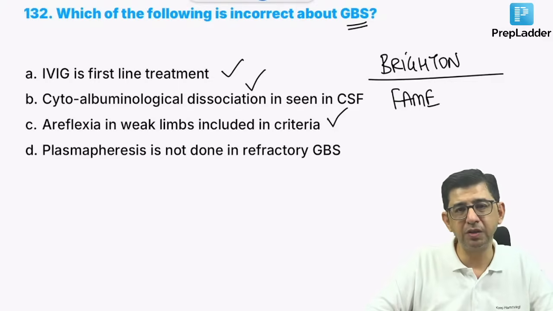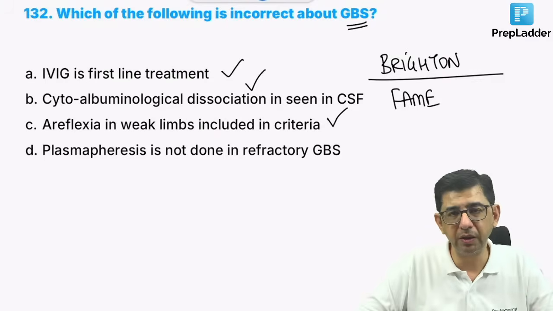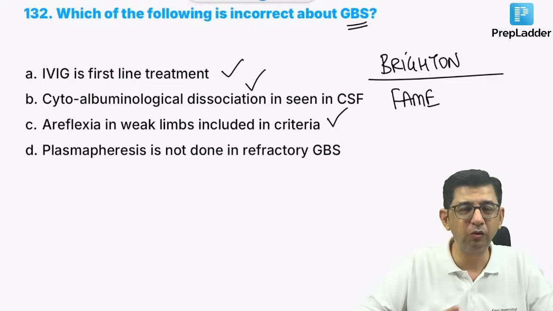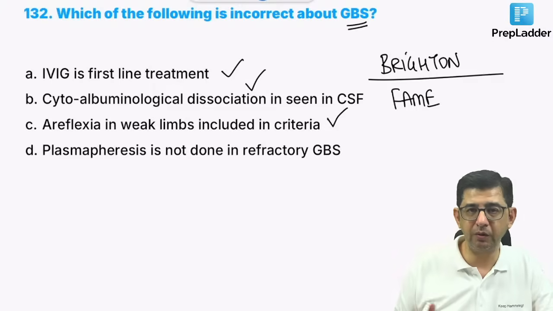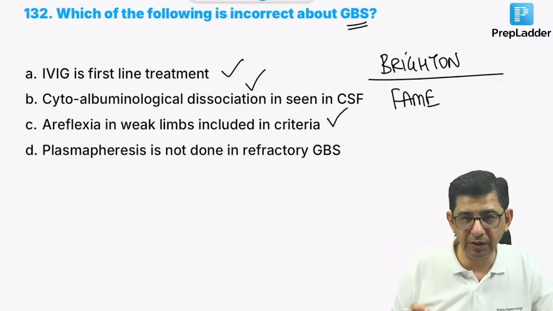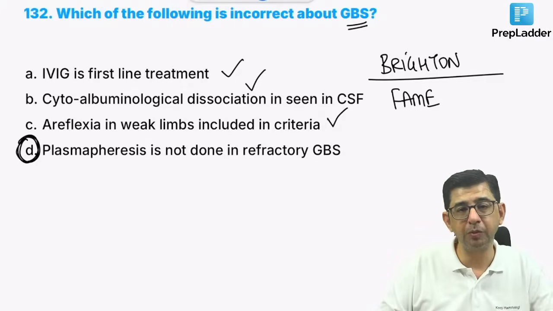But plasmapheresis is not done. It is like initially we go ahead with IVIG, and if required we can go with plasmapheresis. Both have equal efficacy. I mean, this statement itself is fundamentally wrong. It's not that plasmapheresis is not done in refractory GBS. The statement is fundamentally wrong, because he says that any of the two can be done for this particular case. The answer in this question would be option number D.